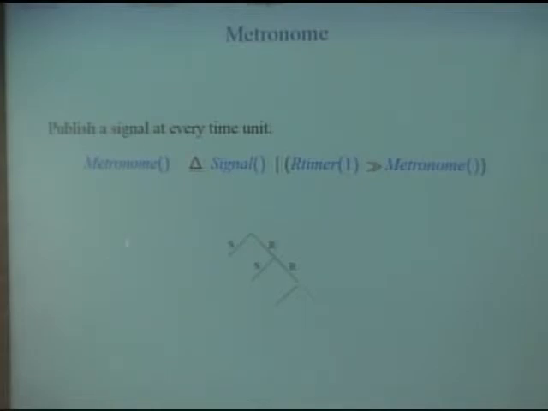independently, and this will publish a signal. And then the right side is R and this entire tree, the same tree. So this does the signal and it waits for 1 unit. So this goes on forever, publishing a signal.